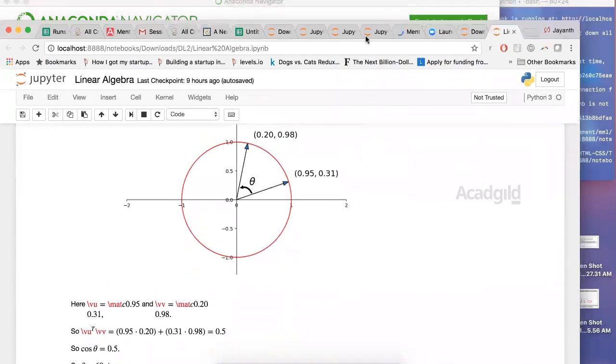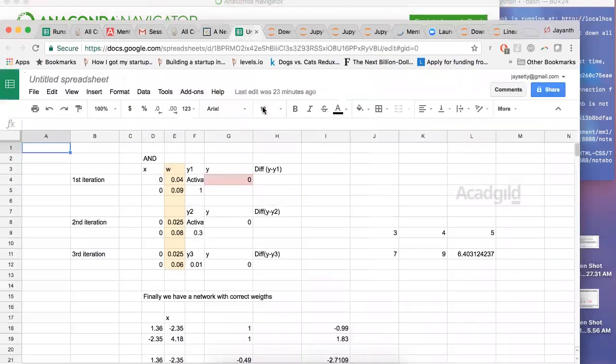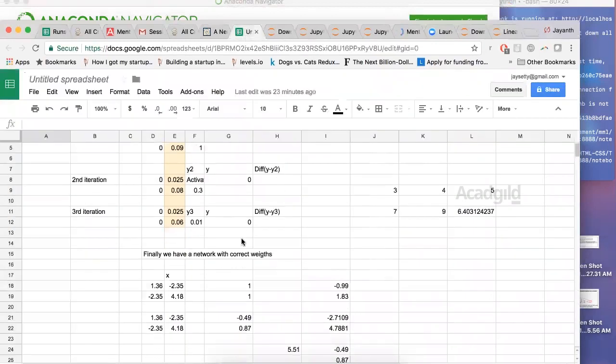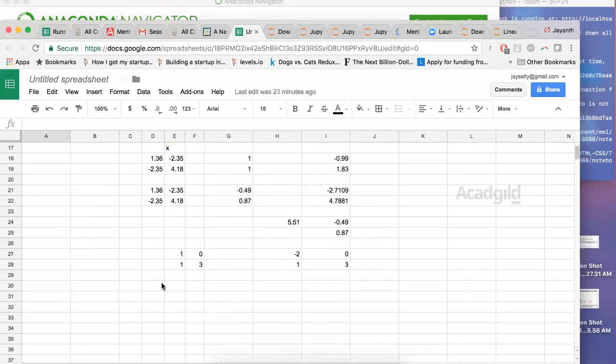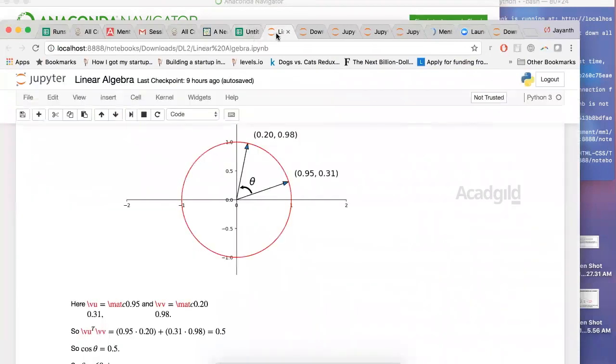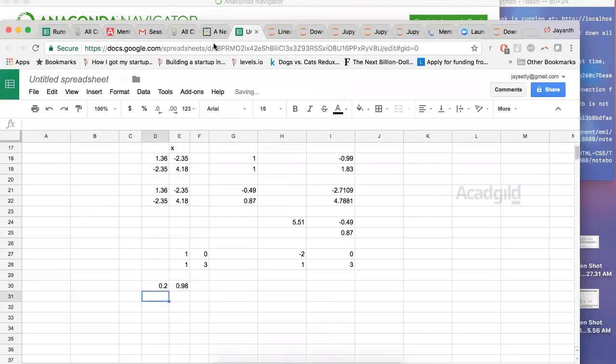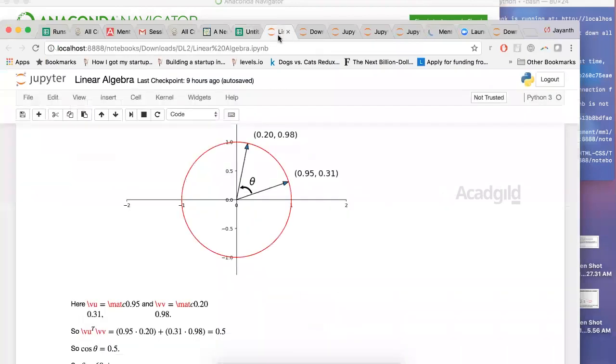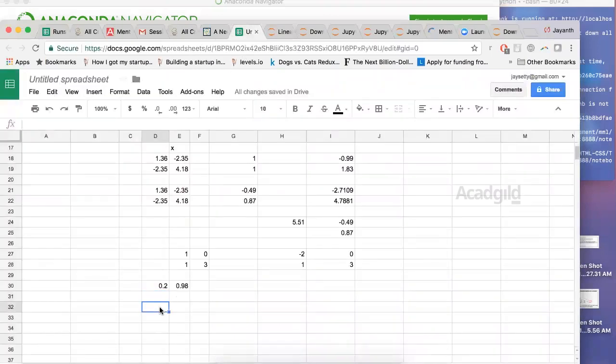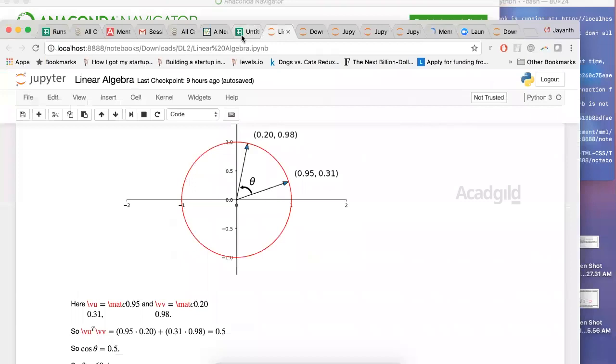My favorite method is to work everything in an Excel sheet. What I do is, I go down, I first plug in the values of the vectors. 0.2 and 0.98. So I write 0.2, 0.98. Can everybody see this? Yeah. That's my first vector. Second vector is 0.95 and 0.31. I'm just going to also write 0.95, 0.31.